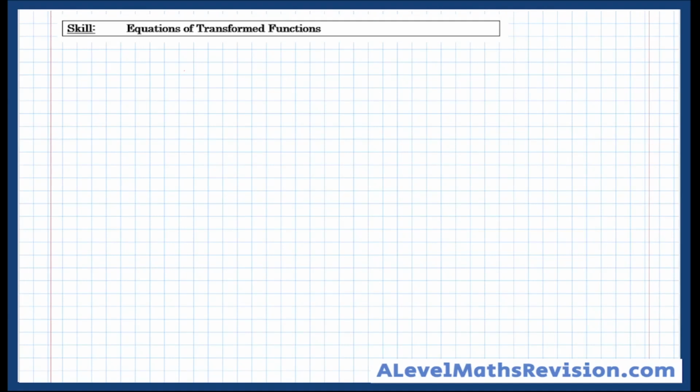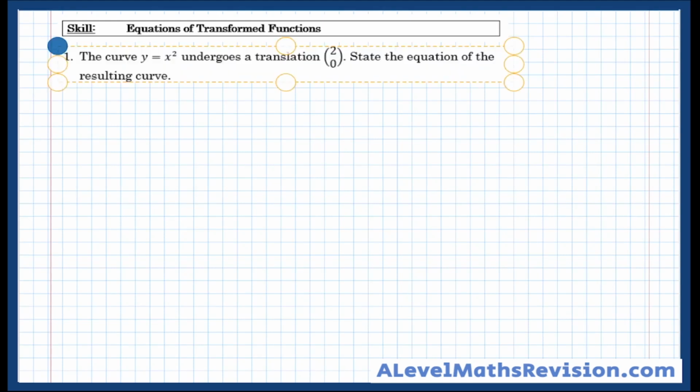In this lesson, we're going to have a look at the effect that performing transformations on functions has on the equation of the curves of the function. And we'll do this by means of just loads of examples. So let's start off with this one here.